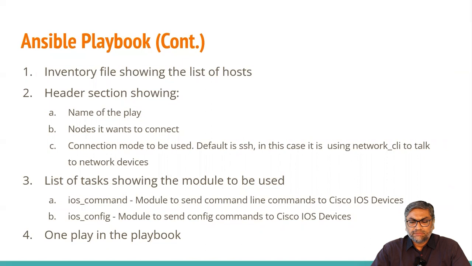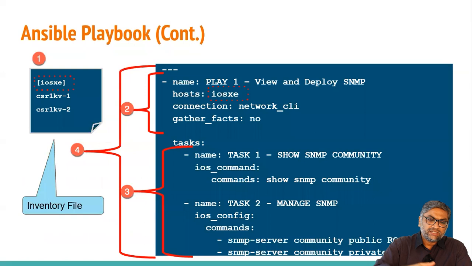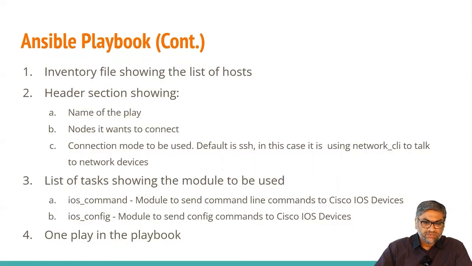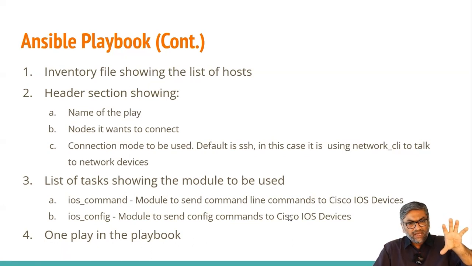We have already seen what a playbook looks like. So this is basically describing the previous diagram: what 1 is describing, what 2 is describing, what 3 is describing, and so on. 1 is the inventory file showing the list of hosts. 2 is a header section showing the name of the play, the nodes it wants to connect to, and the connection mode to be used. 3 is the list of tasks showing the modules to be used, like iOS command and iOS config. 4 is the entire block that makes one play within the playbook. If you want to add another play, you can take this entire section, paste it below, and modify it accordingly.